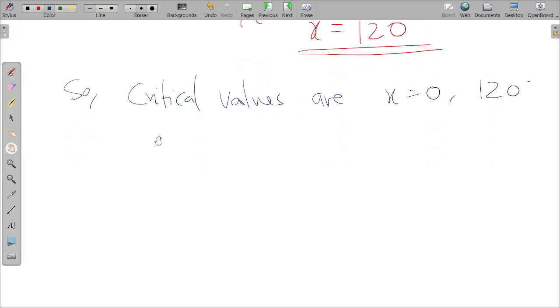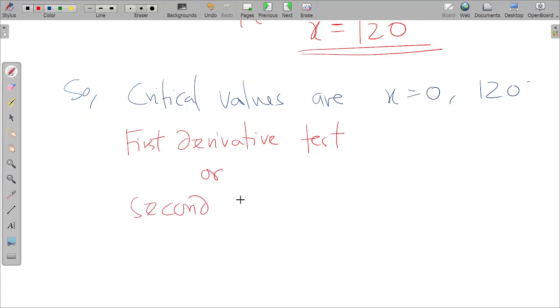Okay, the next thing is either we use the first derivative test or the second derivative test to find which one gives us a relative minimum and which one gives us a relative maximum. You can use either the first derivative test or the second derivative test. Okay, let me go with the second derivative test.